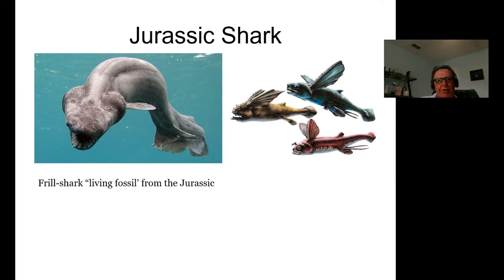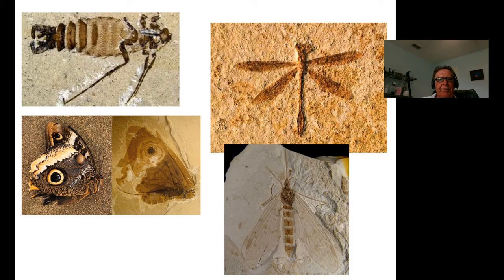The Jurassic shark, this so-called frill shark, which people thought were extinct, has actually now been discovered. They live very, very deep in the ocean. They still do exist. So it's another relic from the Jurassic that's still alive today. They're weird-looking creatures.